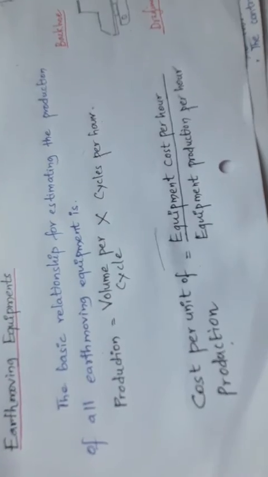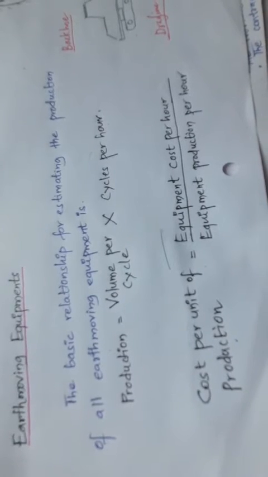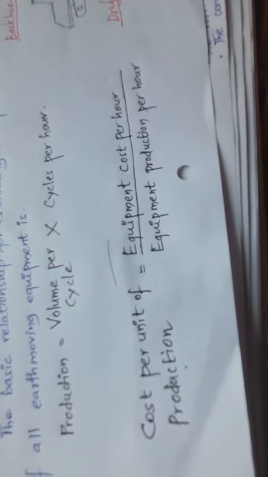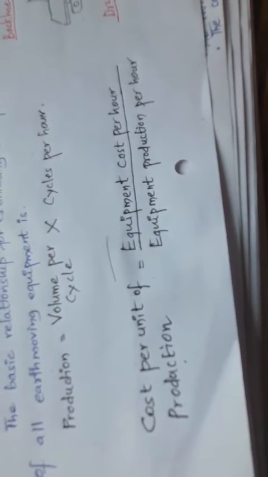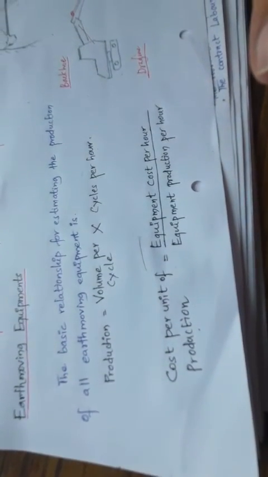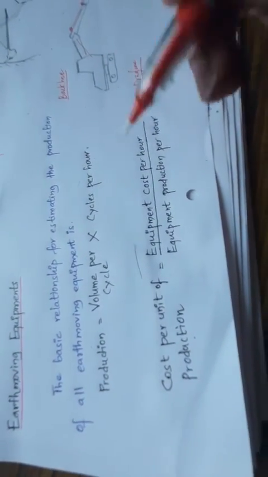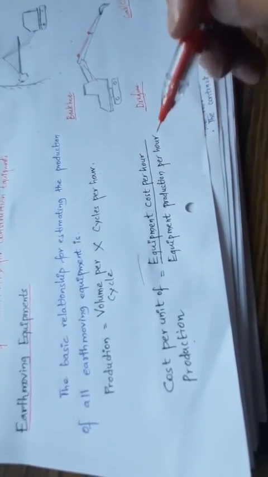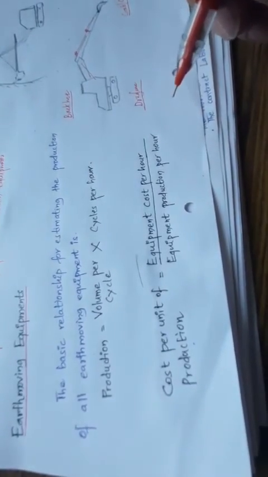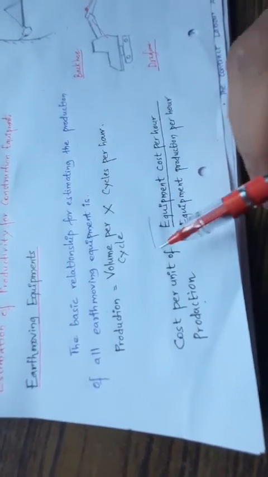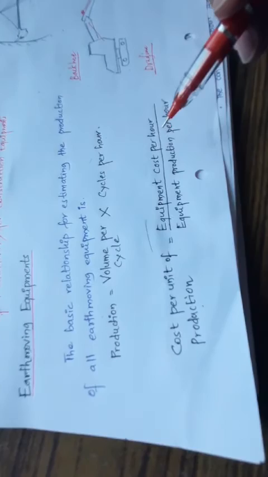If you know the cycles per hour, then you can easily calculate the cost per unit of production using this formula: cost per unit of production is equal to equipment cost per hour, how much it is going to cost per hour, divided by equipment production per hour. This is the formula you have to remember here.